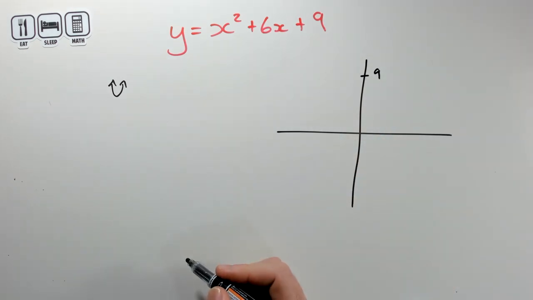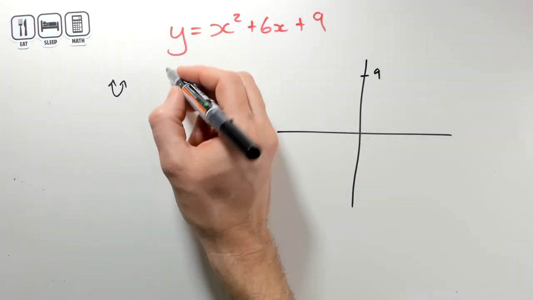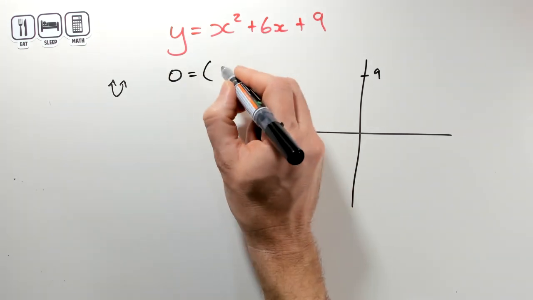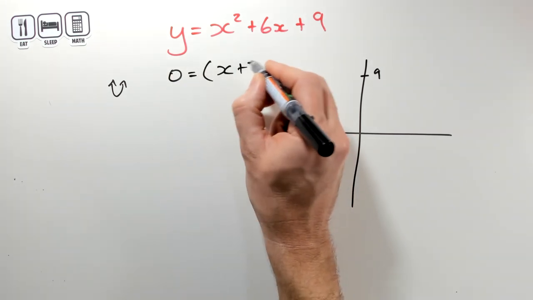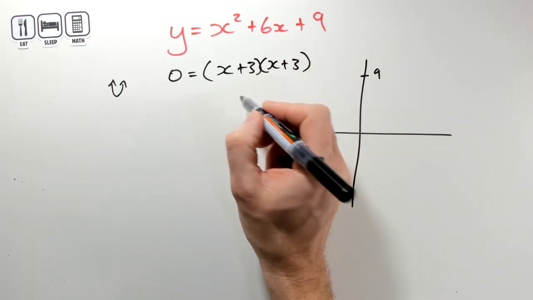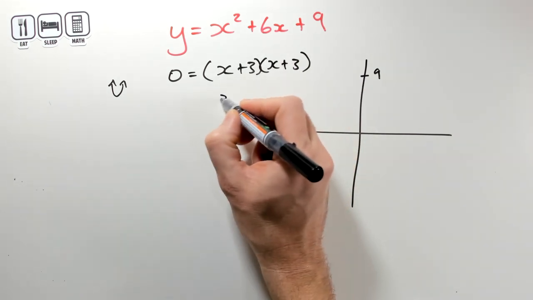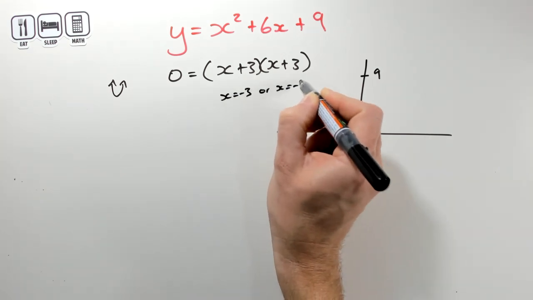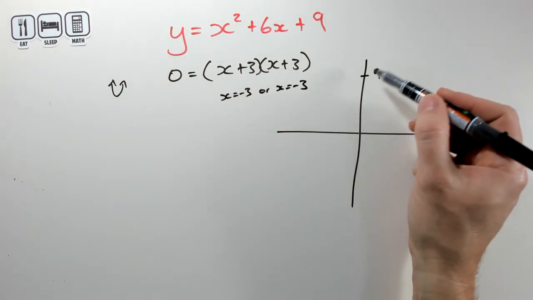And the second part is trying to find the x-intercept. So I'll make x equal to 0, or sorry, y equal to 0. And I'd factorize this and I'll get x plus 3, x plus 3. And now it's kind of a special case because x is negative 3 or x is negative 3. And we're used to having two answers.